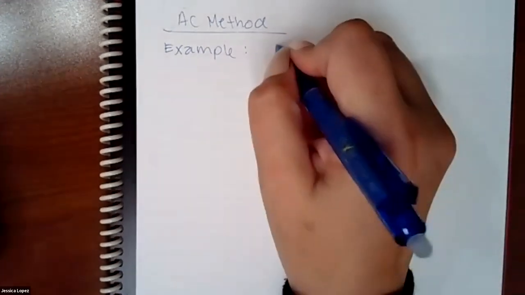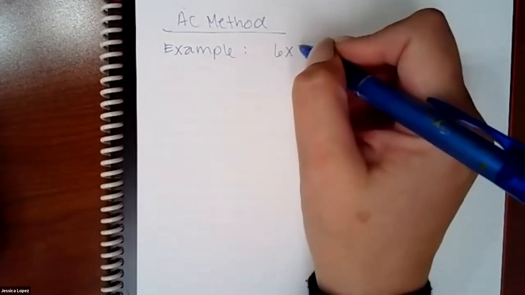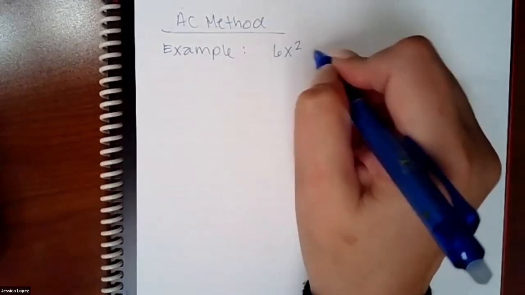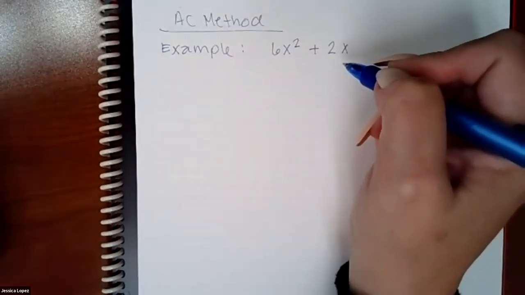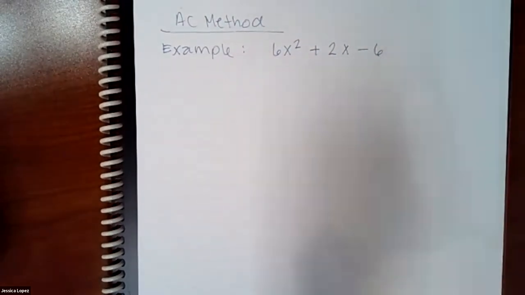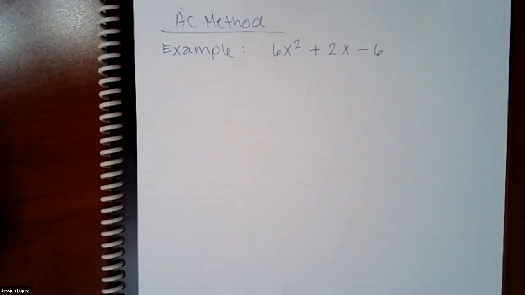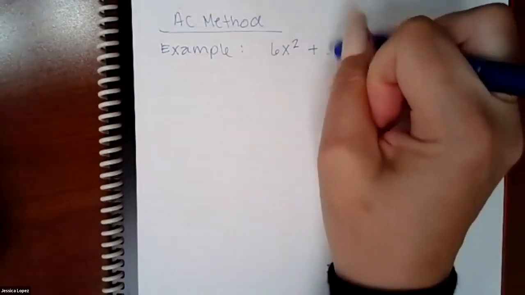Okay, so I'm gonna take this problem: 6x squared plus 2x minus 6, right? Yeah. Oh no, it should be a 5. My bad.